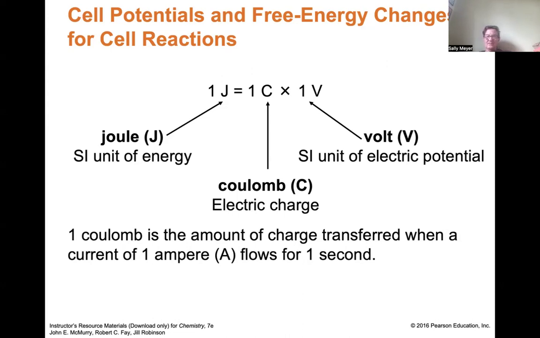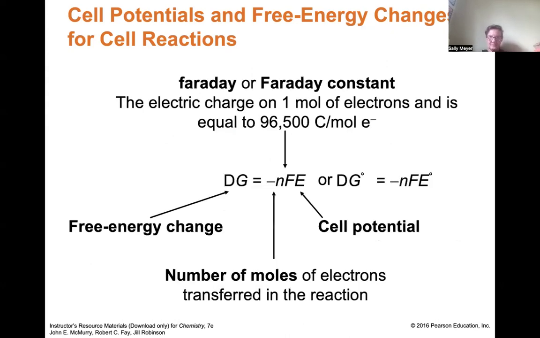And work will have units of joules. So coulombs times volts. The desire for the electrons to move is the volts, the coulomb is the number of electrons that move, and when you multiply those two, you get the energy, or the joules, of electricity that would have moved.